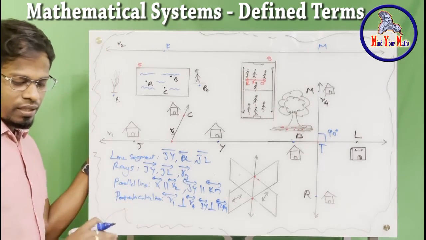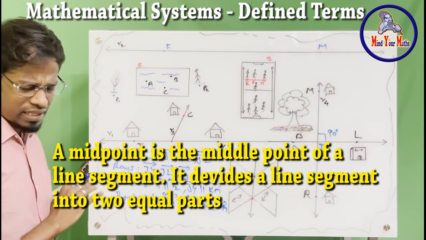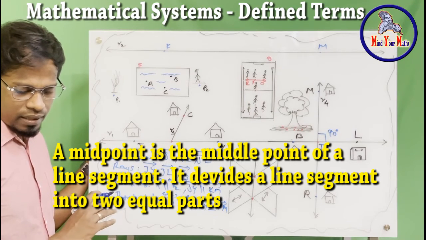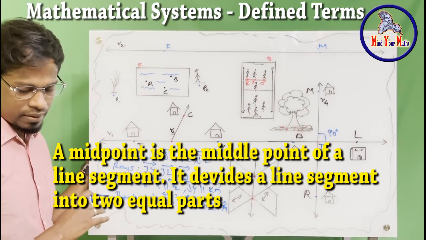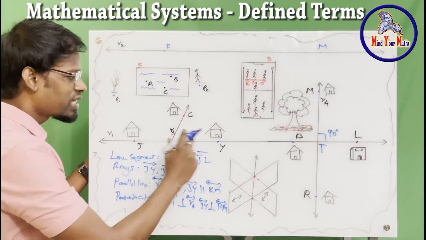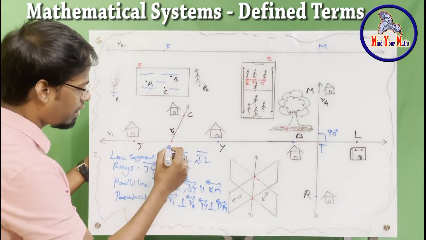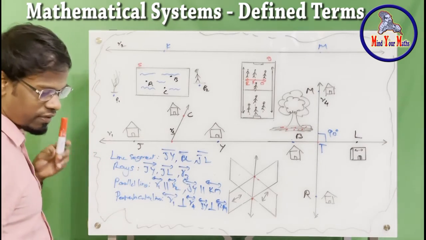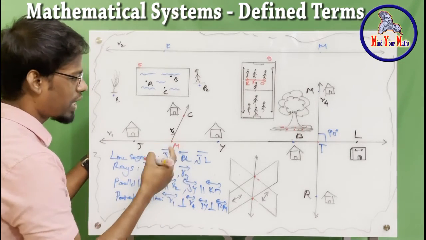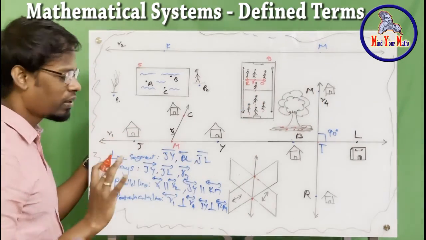The next one is the midpoint of a line segment. It means a point on a line segment that divides it into two equal parts. For example, let's take this point, and I'll use a different color. Let's mark it as M, because it's a middle point. Don't be confused with all these Ms that I'm using. Just follow me closely.